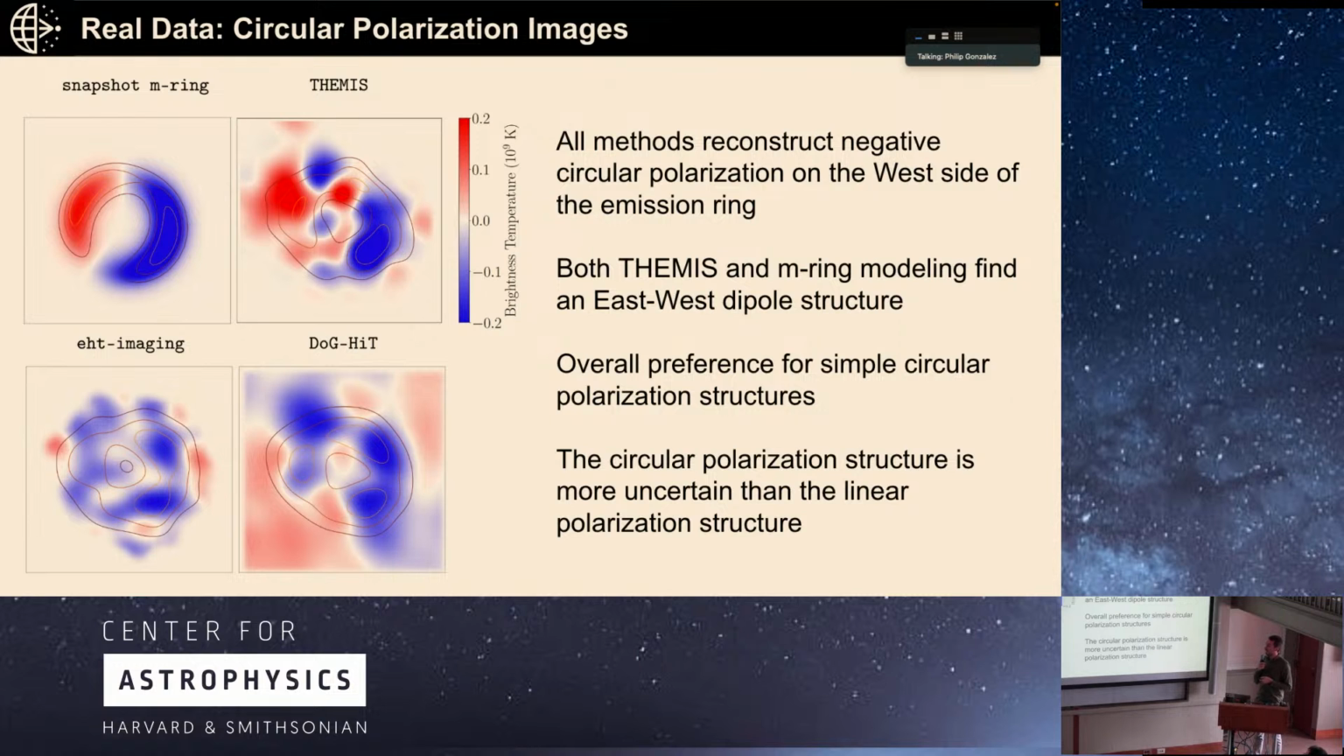And here we see that all of our imaging methods are reconstructing negative circular polarization on the right side of the ring, and our 2 posterior exploration methods are also recovering a positive circular polarization component on the opposite side of the ring. And we see an overall preference for relatively simple circular polarization structures, but our 2 imaging methods do not see this positive circular polarization component, so there's a bit more uncertainty in the circular polarization image than in the linear polarization image.